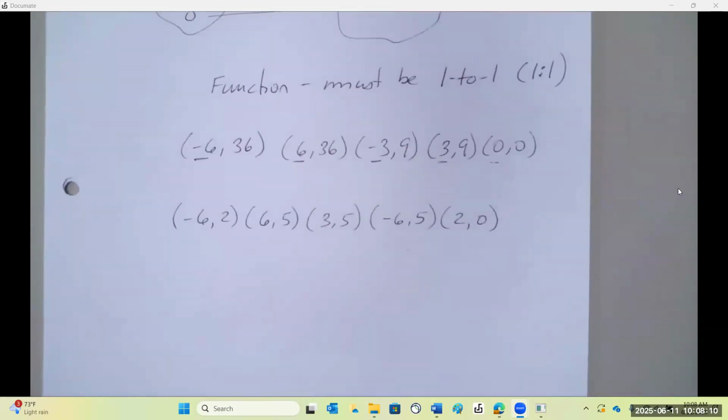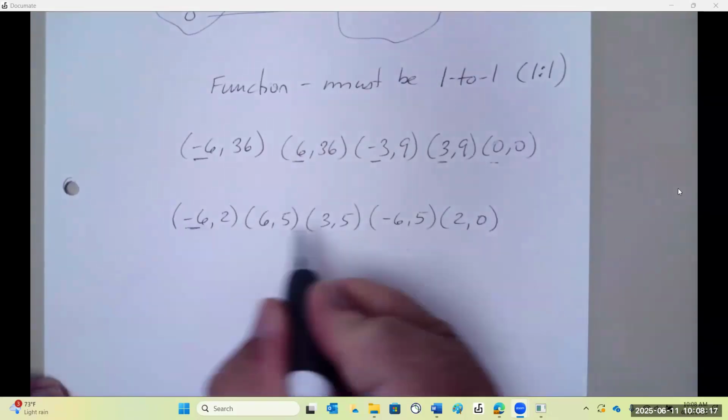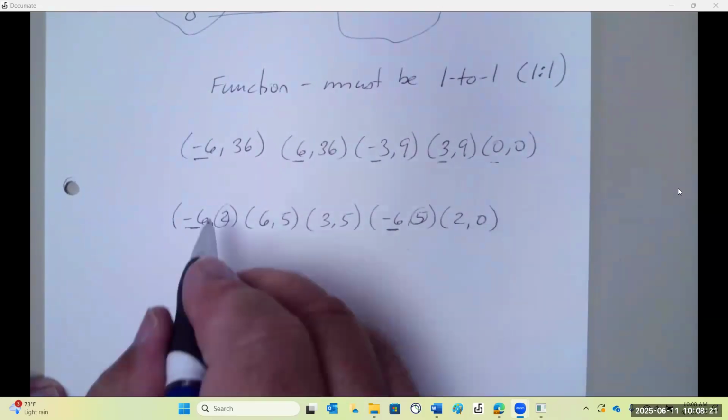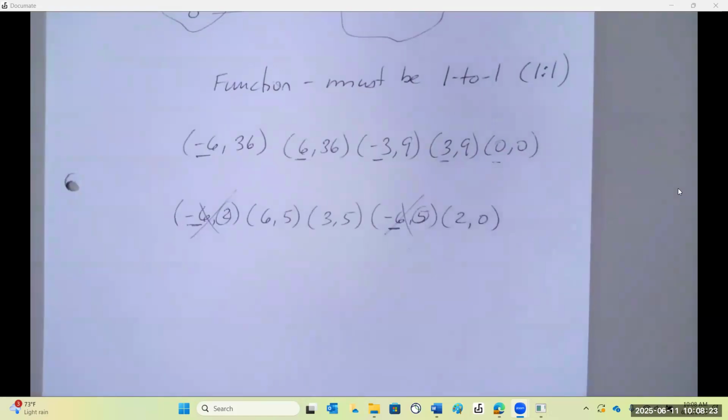Is this one-to-one? Is this a function? Why not? Yeah, but here's a negative 6 and here's a negative 6. Are they the same values? No. That's all it takes is one of them to ruin it for you.